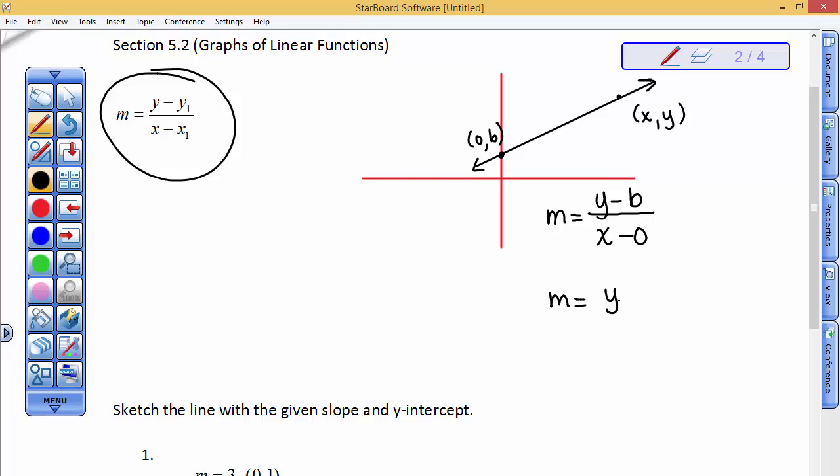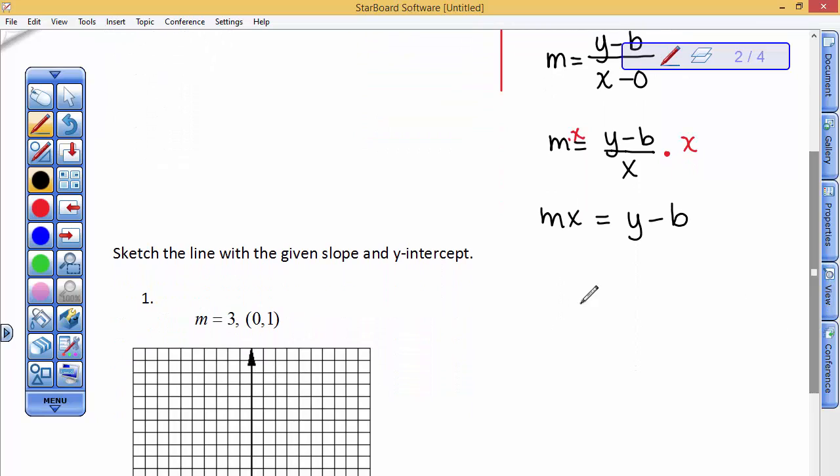I want to solve this equation for y to get this in what's called slope-intercept form. So I'm now going to multiply both sides of this equation by x. So I'll have mx on the left and y minus b on the right. Again, I'm trying to get y all by itself so I can graph this equation. And what I'm going to do is add b to both sides. And I have y all alone on the left side, and it's equal to m times x plus b.